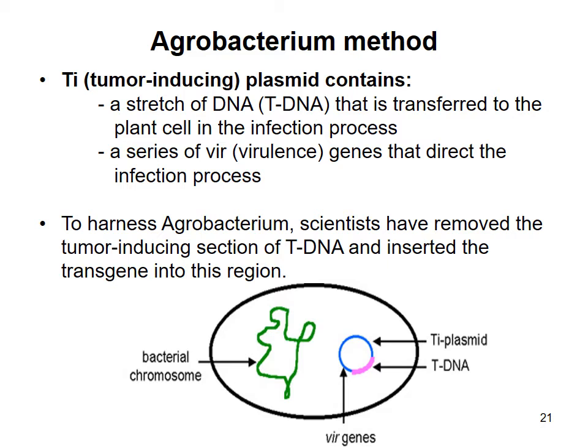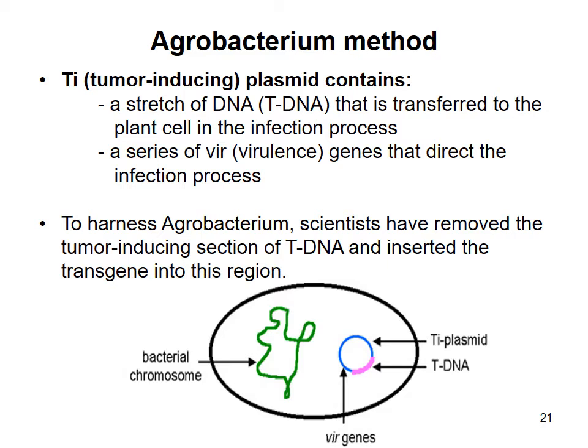The DNA in an Agrobacterium tumefaciens cell is contained in the bacterial chromosome, as well as in another structure known as a Ti, or tumour-inducing, plasmid. The Ti plasmid contains a stretch of DNA termed tDNA. It's about 20 kilobases in length, and this tDNA is the region that's transferred to the plant cell during the infection process. A series of genes within the tDNA are referred to as virulence genes, and these genes direct that infection process.